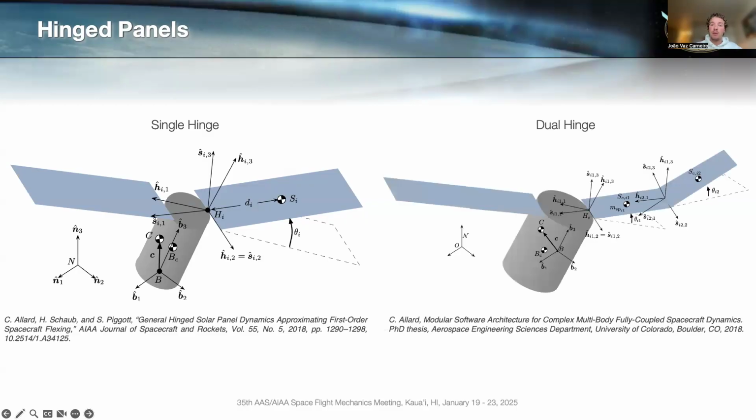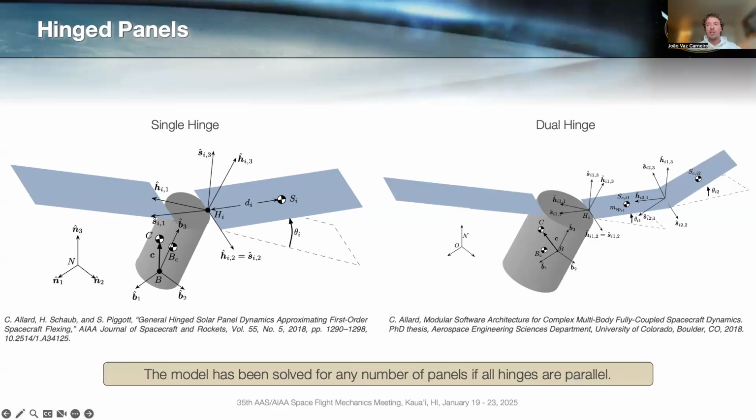Now, this formulation has been expanded to dual hinges, which again can be used for deployment or for first order flexing approximation. And actually, this formulation has been expanded to up to n panels. So we can have n panels. Obviously, the assumption here is that the hinges are always parallel.